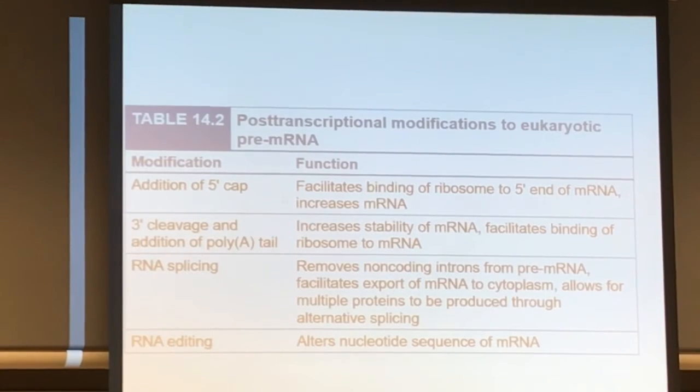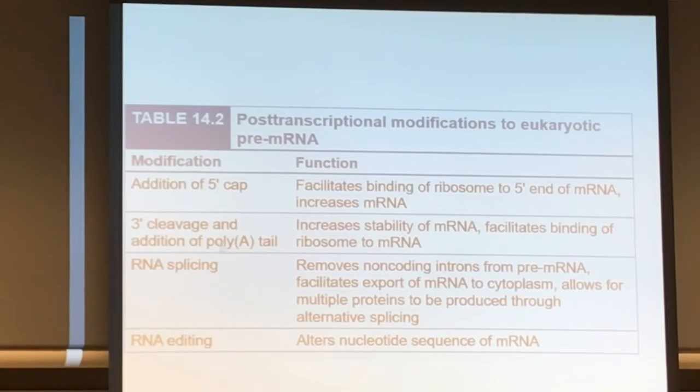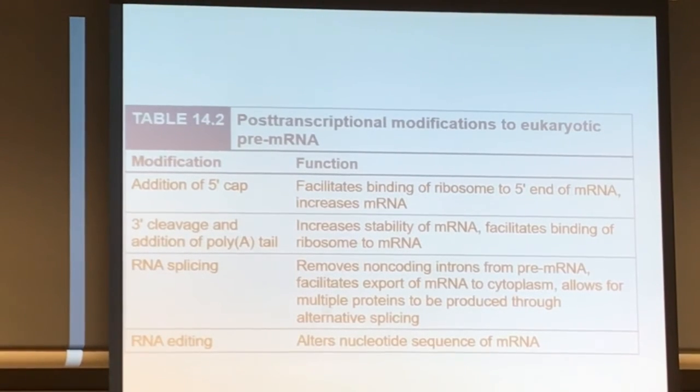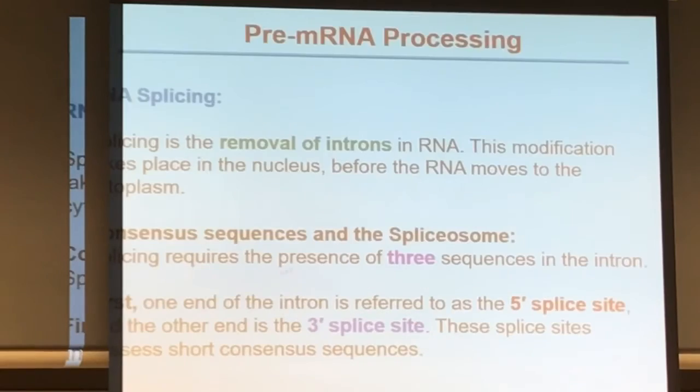Look at this table column. It just tells you about the addition of the 5' cap, 3' cleavage and poly A, RNA splicing, and we'll come to RNA editing in a minute. RNA splicing and editing is something we have not covered yet. We'll come to that in a minute. But now let's look at RNA splicing.